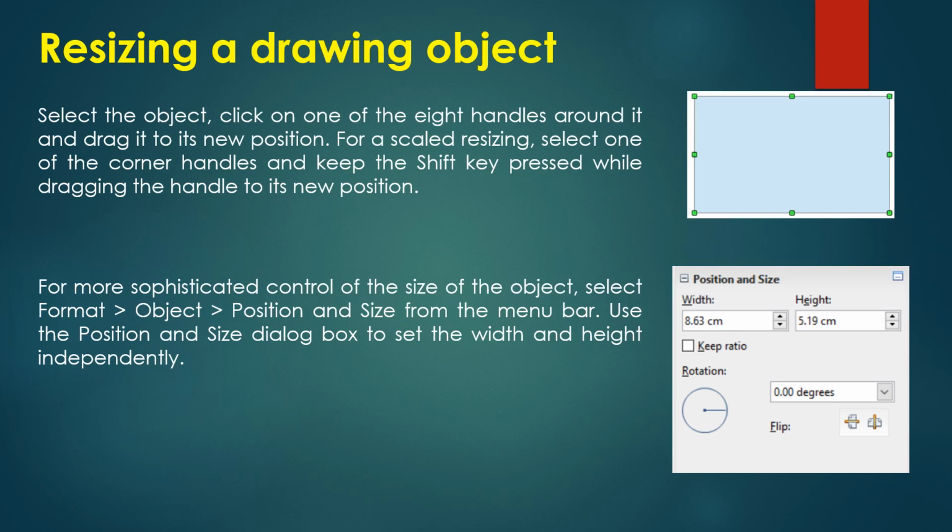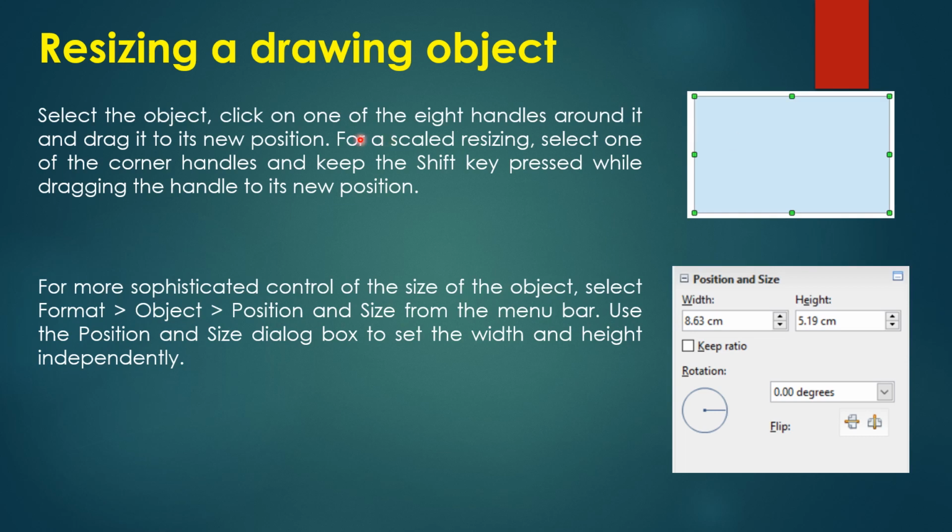Next is resizing a drawing object. This option is completely the same as resizing an image. If you want to resize an object, first of all you have to select the object, then you will find the 8 handlers around the object. Click on a particular handler, then you will find the mouse pointer has changed into a double-sided arrow. Then start dragging in a particular direction. It will change according to it.